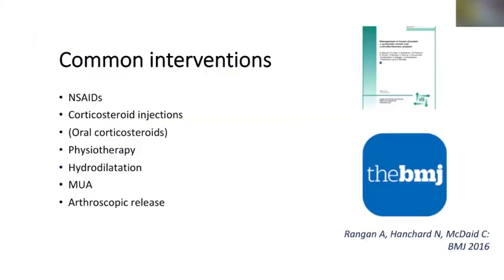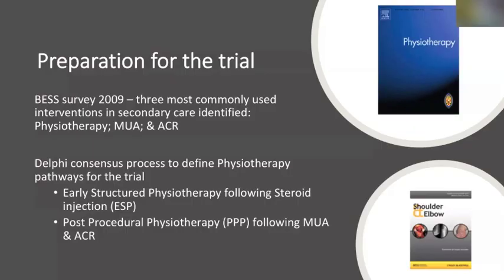We all know that there are a number of interventions that are commonly used for frozen shoulder of increasing invasiveness. We first had to decide which treatments were important to test as part of a formal trial. So we did two things in preparation for this. Firstly, we surveyed health professionals within the UK, and they identified physiotherapy, manipulation under anesthesia or MUA, and arthroscopic capsular release or ACR as the three main interventions to test in a trial. And alongside this, there was the steroid injection, which was variably used between the three interventions.